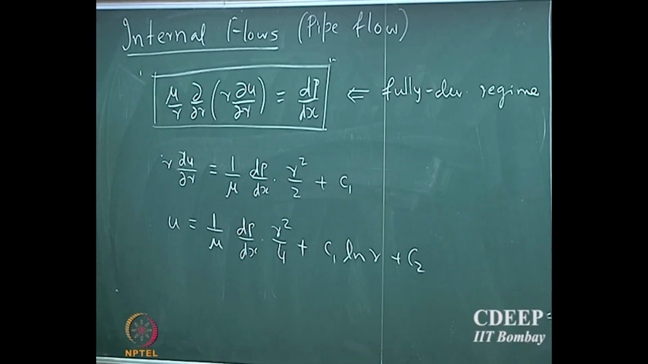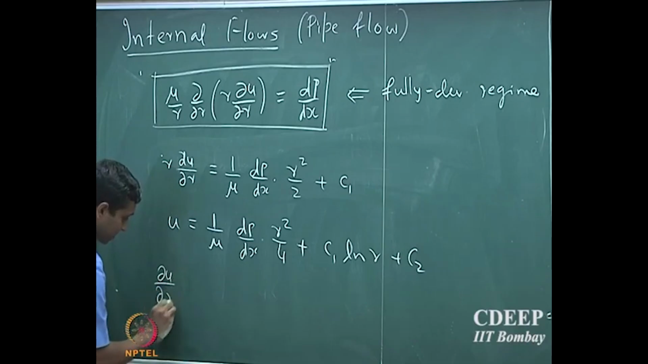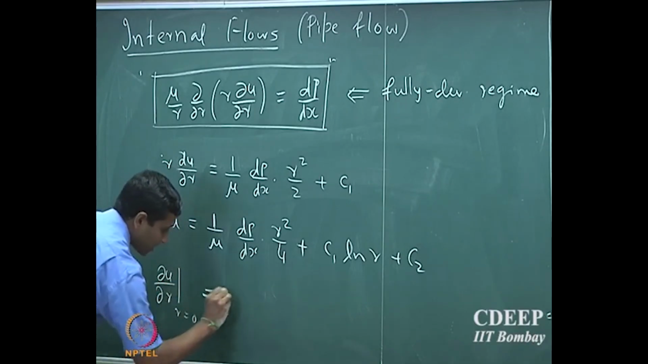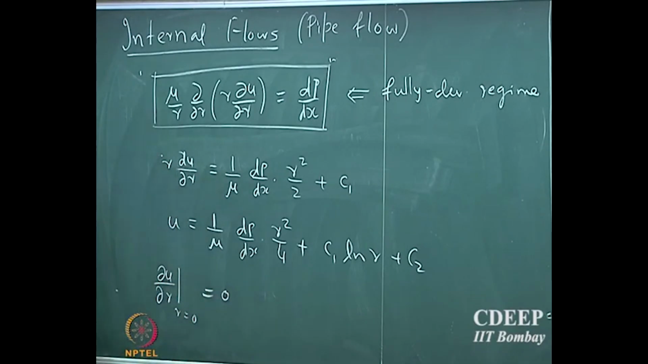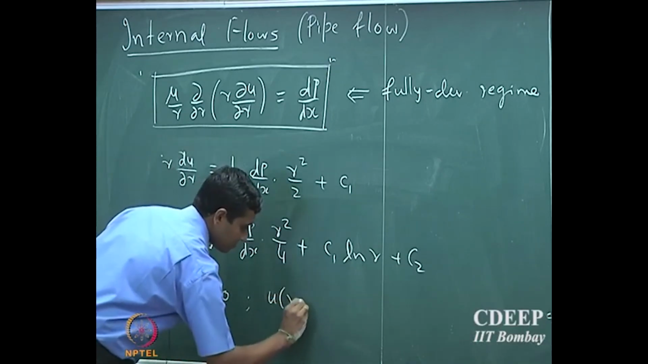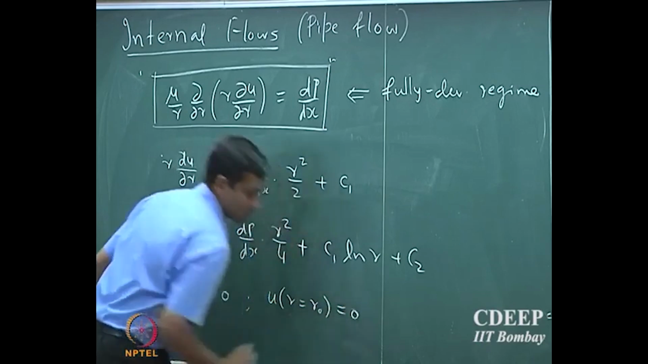r equal to 0, so du by dr at r equal to 0 is equal to 0 because of the symmetry. Okay, and what about the other boundary condition? u at r equal to r naught is 0.